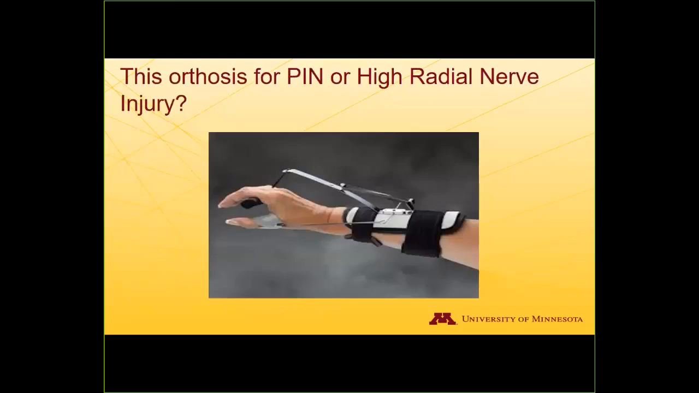So, what do you think this particular orthosis would be ideal for? Either a posterior interosseous nerve injury or a high-level radial nerve injury at the level of the humerus, like we've shown. Which of those two scenarios do you think this one would be good for? And why?